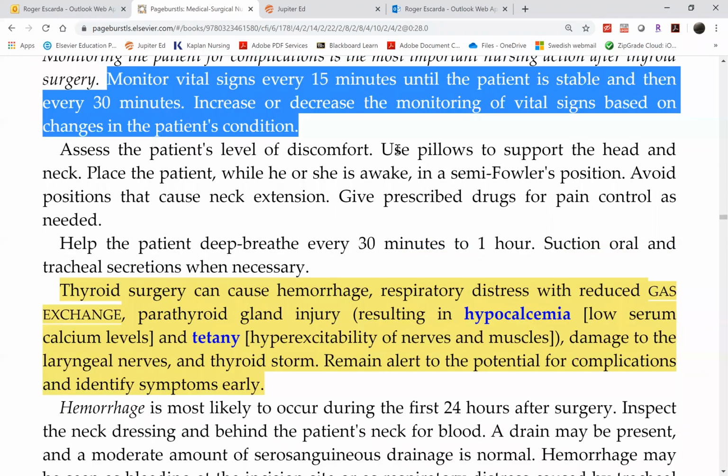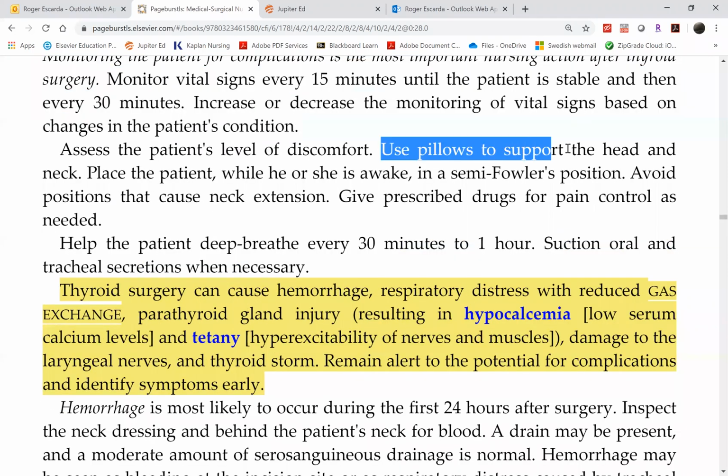Positioning. The patient must be put on a pillow, because when you imagine it, if there's no pillow, then that means the patient's head will be hyperextended. So that will put strain on the fresh incision. And we don't want that, because when you put strain on the incision, remember that's close to the airway, that might cause swelling and edema, blocking your airway.